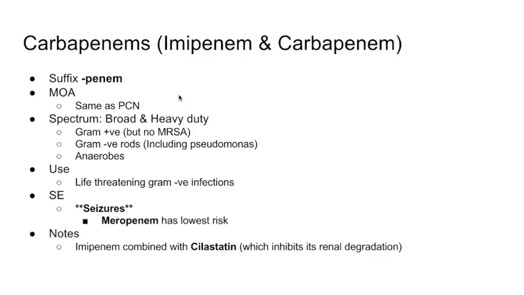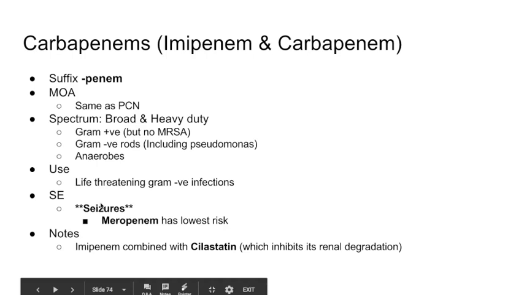Next cell wall inhibitors are the carbapenems. So the suffix for it is penem, and the examples are imipenem and meropenem. Mechanism of action is the same as the penicillin, and I want you to think of the carbapenems as broad and like heavy-duty antibiotics. So they cover gram-positive and they also cover gram-negative rods. It's used for life-threatening gram-negative infections.